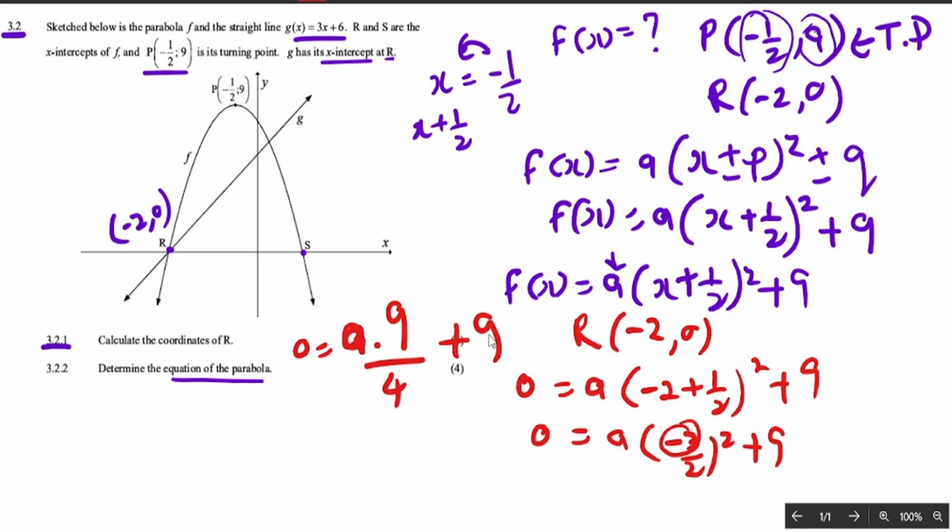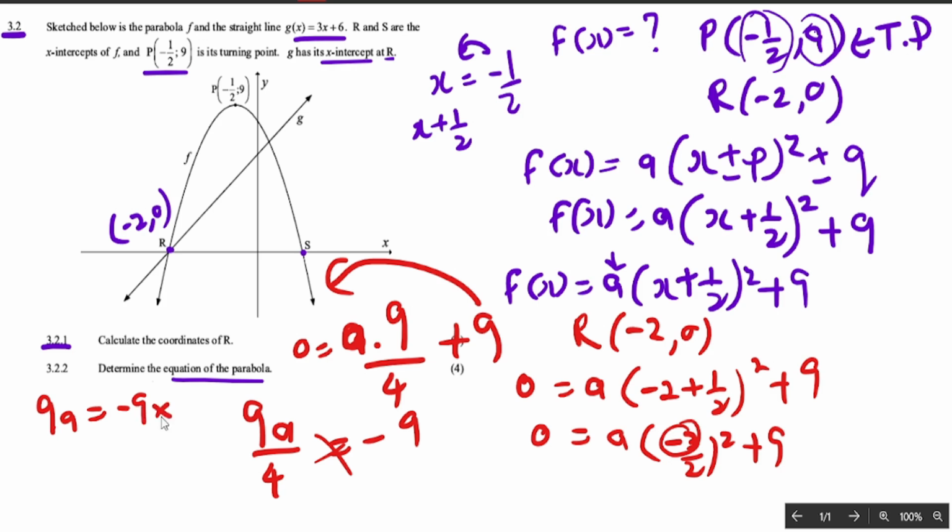So this is a, so you're just going to transpose the 9 to the other side. You have 9a over 4 is equal to negative 9. Cross multiplication, you have 9a is equal to minus 9 times 4. And then you divide by 9 both sides. a is equal to, so this 9 will cancel out with this 9. You have negative 4. So this is going to be your a value, minus 4.